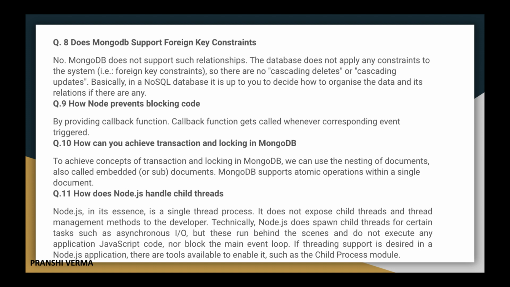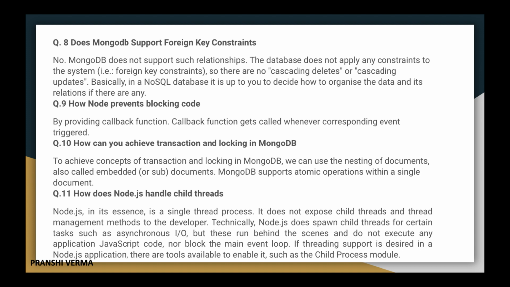Next question is, how does Node.js handle child threads? Answer is in Node.js, child threads are implemented using the child_process module. This module provides the fork method, which creates a new Node.js process that runs the same JavaScript code as the parent process. The child process can communicate with the parent process through interprocess communication (IPC) channels. This allows the parent and child processes to exchange data and coordinate their activities.